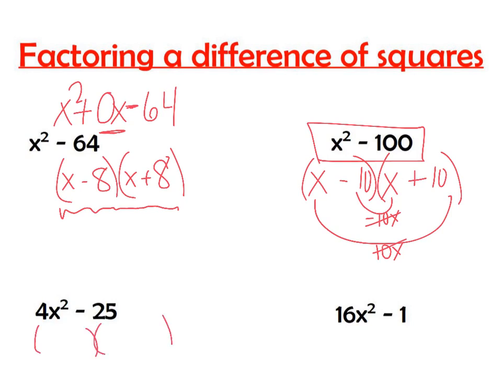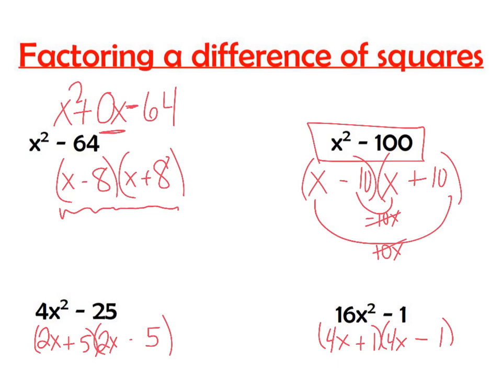I threw a coefficient on the first term, so it's not x and x, it's going to be 2x and 2x. Because you're just doing the square root of 4. That's 2 and 2. And the square root of 25 is 5 and 5. One of them's a plus, one of them's a minus. That's all there is to it. Last one. Square root of 16x squared. That'd be a 4x and a 4x. The square root of 1 is a 1 and a 1, but one's a plus and one's a minus. So once you get the hang of them, they factor very quickly.